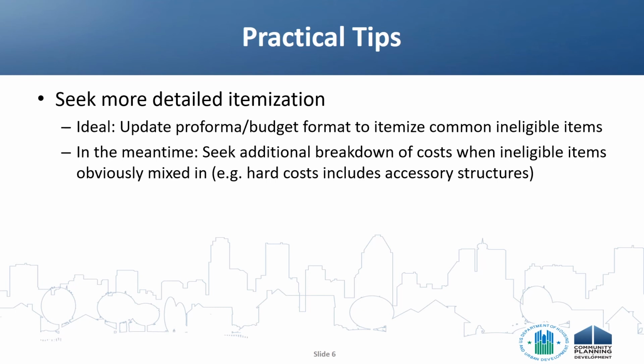But in the real world, we recognize that developers often use different formats or presentations of cost. This is often driven by each funder or financing source having its own format, and applicants trying to present the same cost in different ways as a result. So it's often necessary to seek additional breakdowns of project cost when a line item may have both eligible and ineligible costs combined in it. For example, it's common to have to ask for additional detail to break out the construction cost of accessory structures from the overall construction contract.